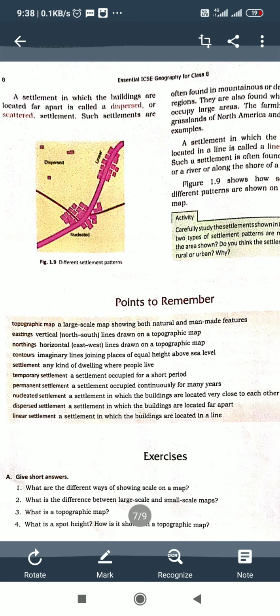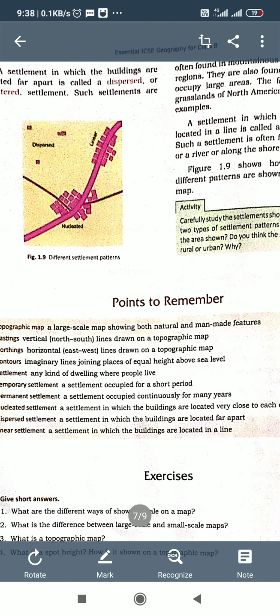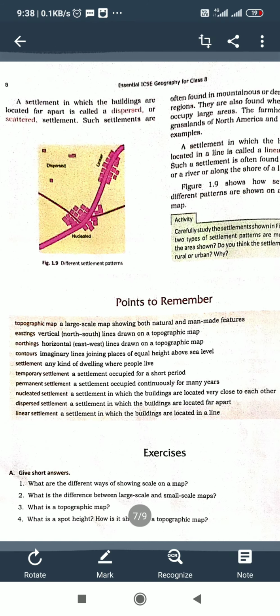Next, contour lines. These are imaginary lines drawn on a map joining places having equal height above sea level. It is known as a contour line. And the contour interval used in a topo sheet is 20 meters. How many meters? 20 meters. Features of contour lines: contour intervals. Each contour line is numbered at regular intervals, one above the other. The interval or difference in height between two consecutive contour lines is known as the contour interval. In the Survey of India map, we use a 20 meter contour interval.